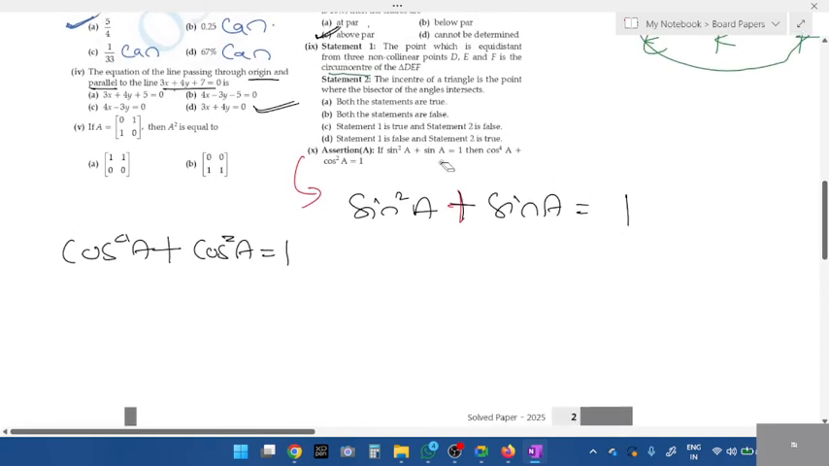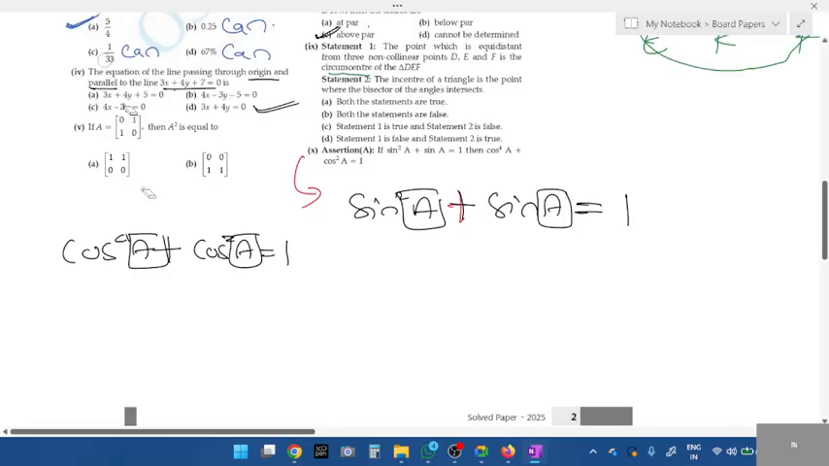If sin square A plus sin A is 1, then cos 4A plus cos square A is 1. Okay, I'll give you a clue here. They don't check what kind of steps you do, students. Can you see A is common to all? All of you respond, A is common.